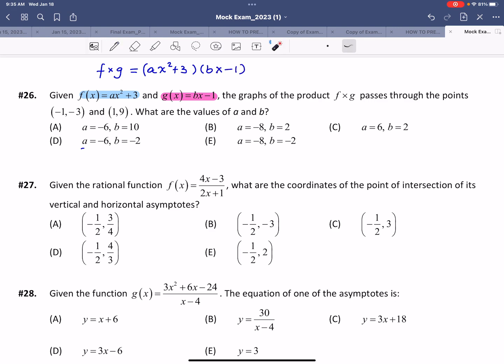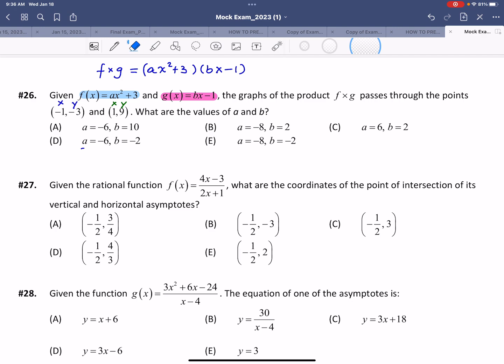As you can see here, we're missing the coefficients a and b, and to find these two coefficients, we'll have to use the two given points. So the first point has the coordinates negative 1, negative 3, which means that when x equals negative 1, the value of f times g will be negative 3. So that would be the y value. And when x equals positive 1, the value of f times g would be 9. So the y value of the combination of functions will be 9.